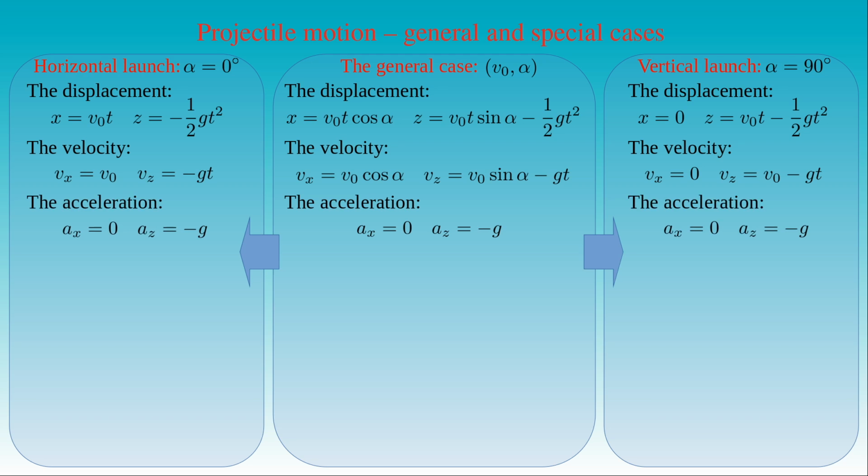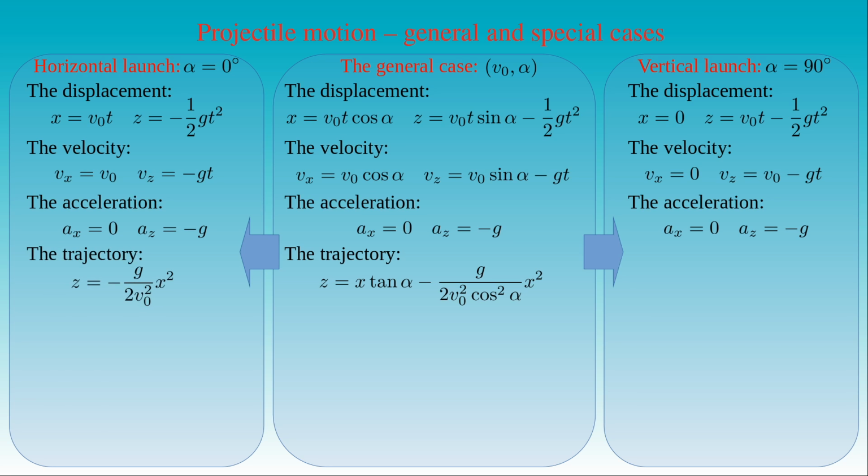In the general case, the trajectory of the projectile is given by the vertical coordinate z as a function of the horizontal coordinate x, which states that the coordinate z is equal to x times tangent alpha, minus g over 2 times v0 squared times the square of cosine alpha, times x squared. In the case of the horizontal projection, the trajectory equation reduces to z equal to minus g divided by 2 times v0 squared, times x squared. In the case of the vertical projection, this equation is not applicable, since the vertical coordinate z is not a unique function of the horizontal coordinate x, which remains 0 during the motion.